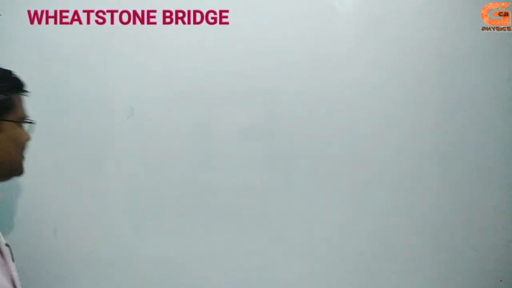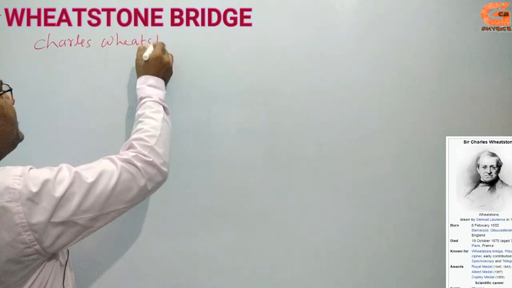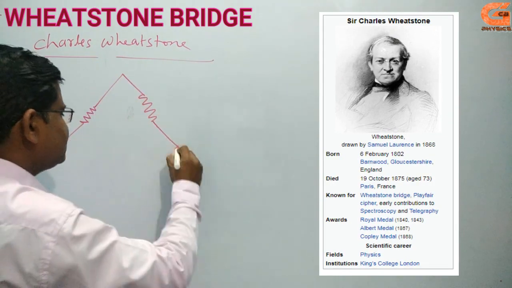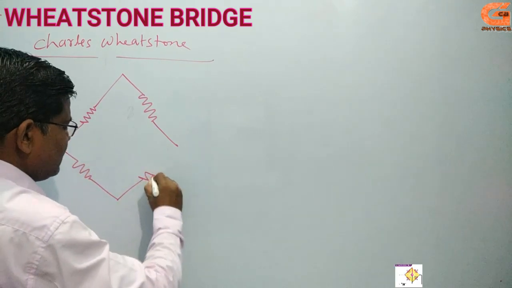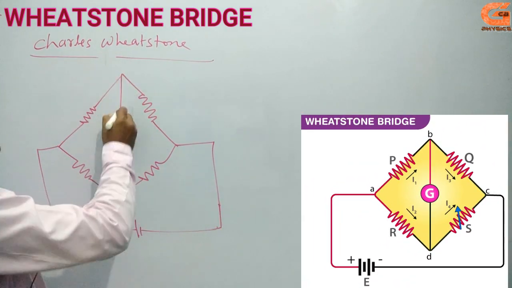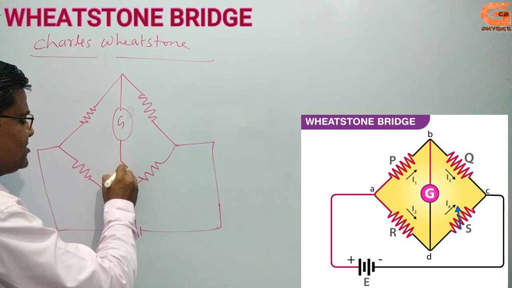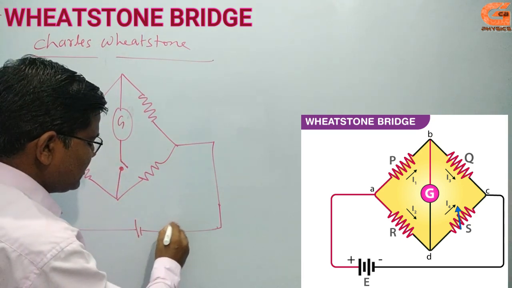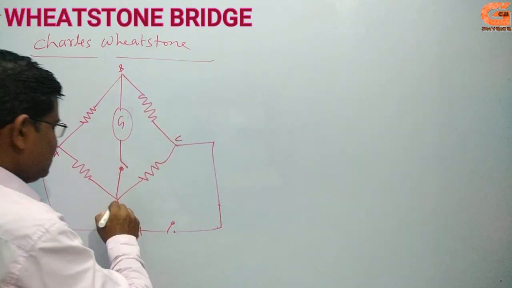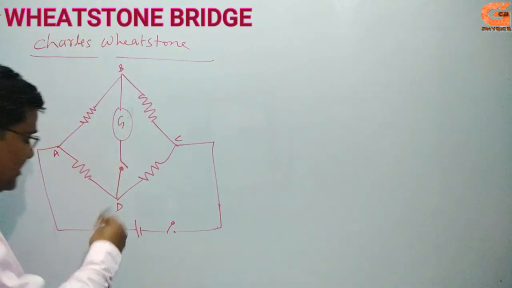A scientist whose name is Charles Wheatstone arranged 4 resistors like this, and a galvanometer is set in between, and one switch is here and another switch is here. This one is A, this one is B, this one is C, this one is D. And suppose the current flowing from this cell is capital I.